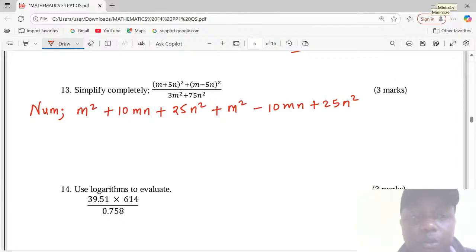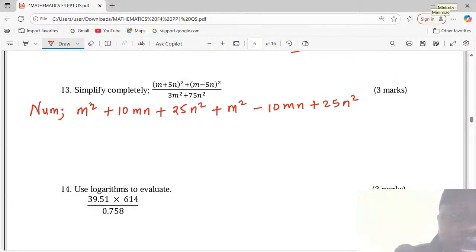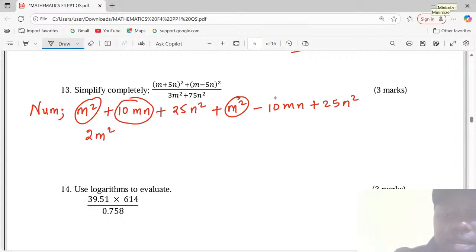With this now, we can group terms together, whereby there is m squared and m squared. That becomes 2m squared. Then 10mn and minus 10mn, that one cancels out. Then we are supposed to add this to be 50n squared.